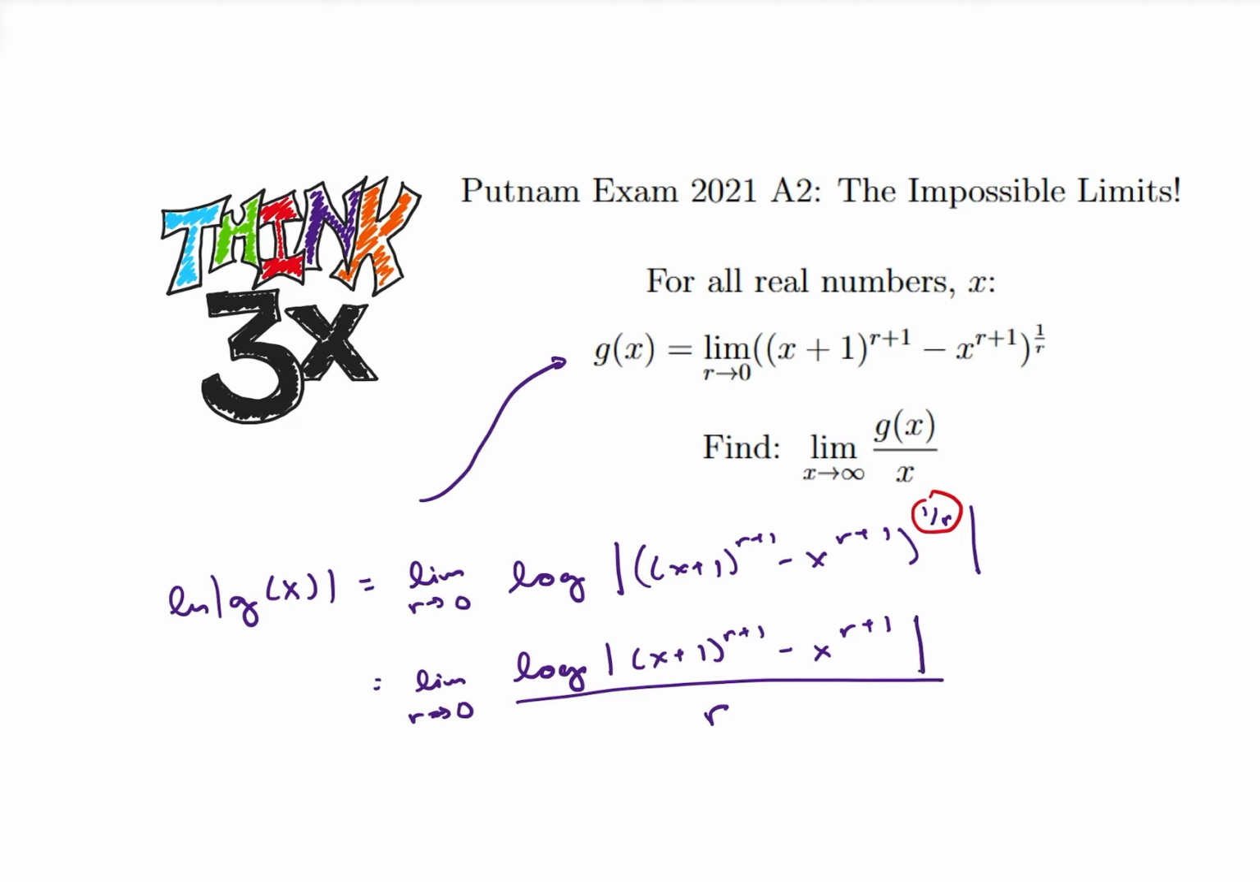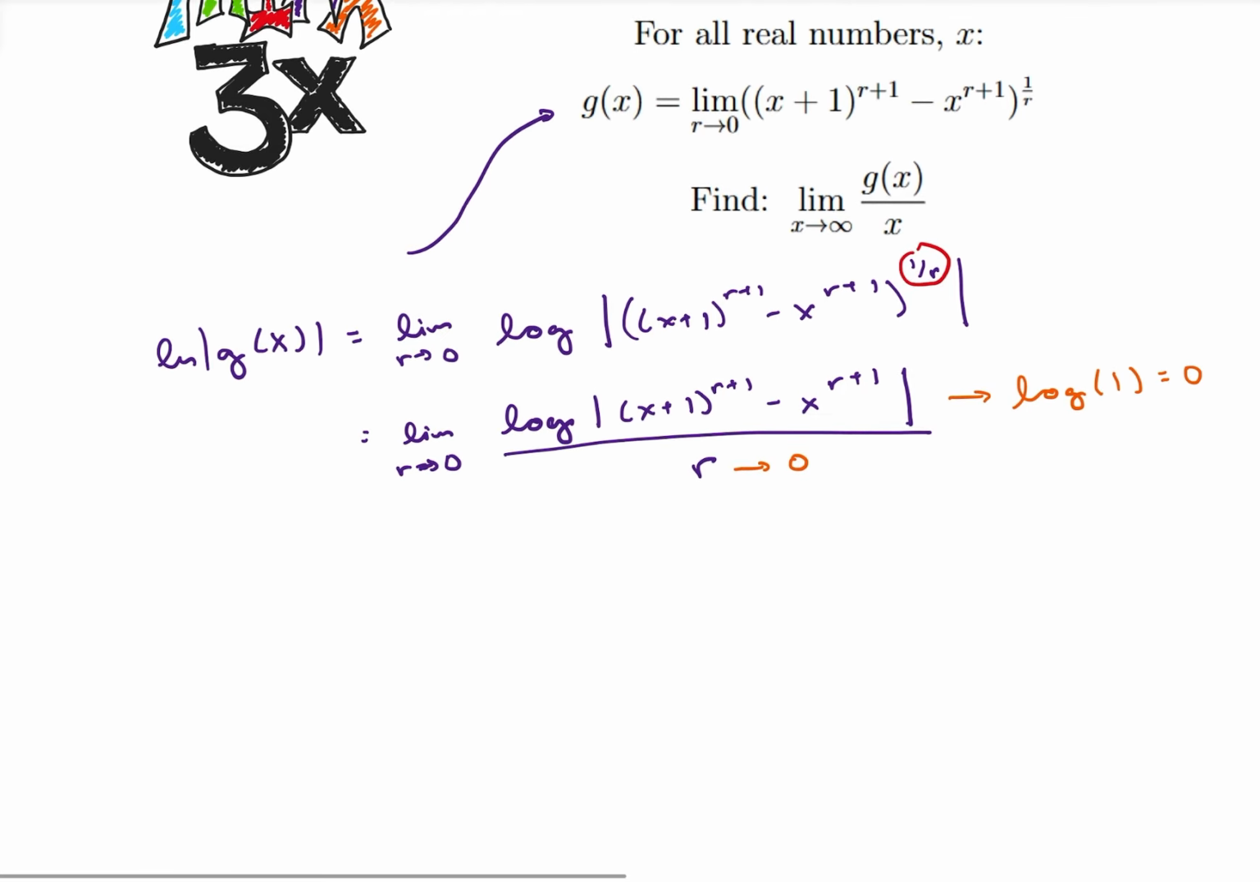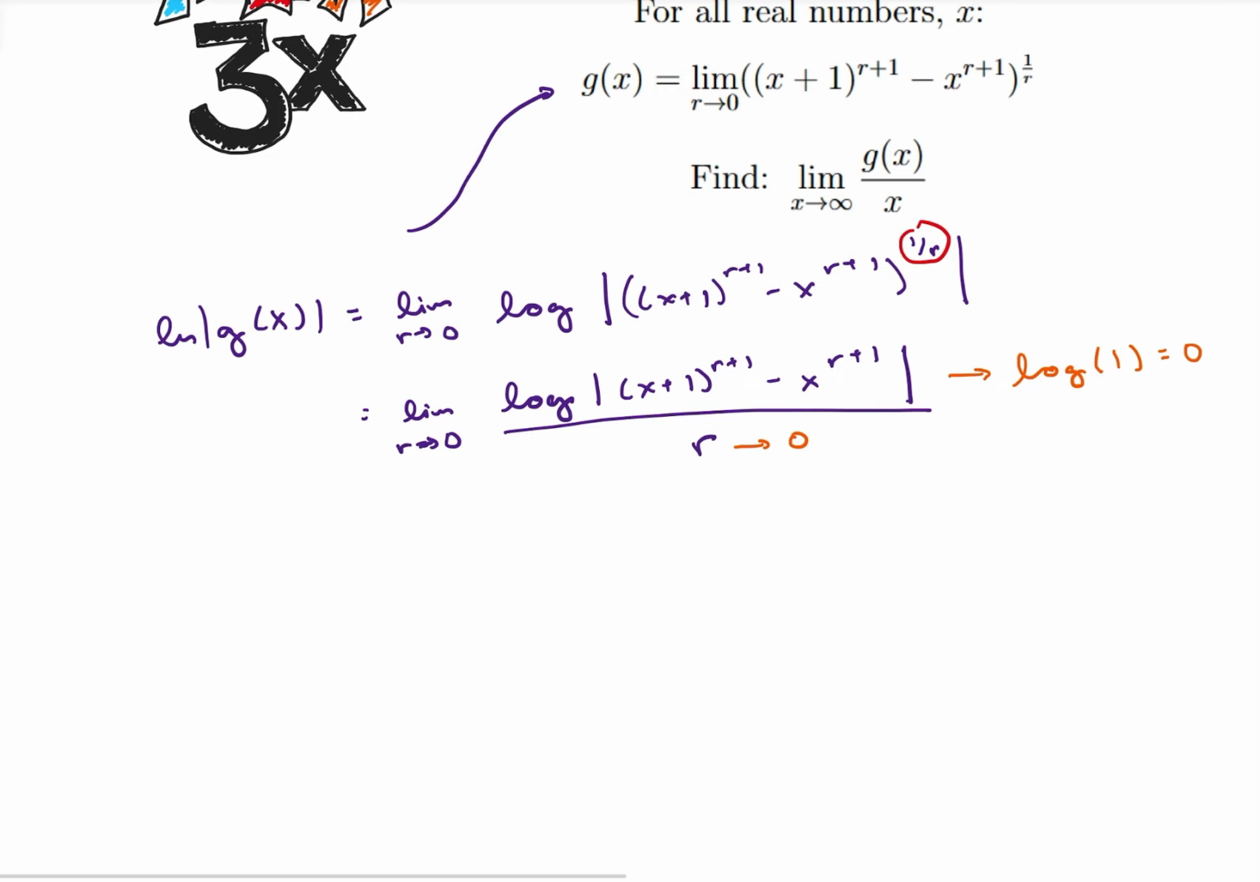Now what I want you to see is as r approaches 0, we have r approaching 0 in the denominator. And on the top, I'm going to have (x plus 1) minus x, which is just going to be log of 1. So this is going to approach log of 1, which is 0. So I'm going to have 0 over 0. A lot of you are probably screaming at your computer now. This looks like L'Hopital's rule. So let's go ahead and try L'Hopital's rule.